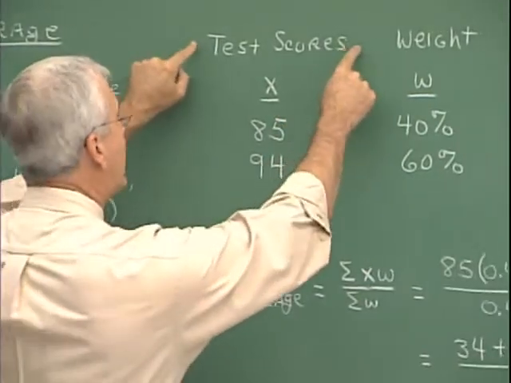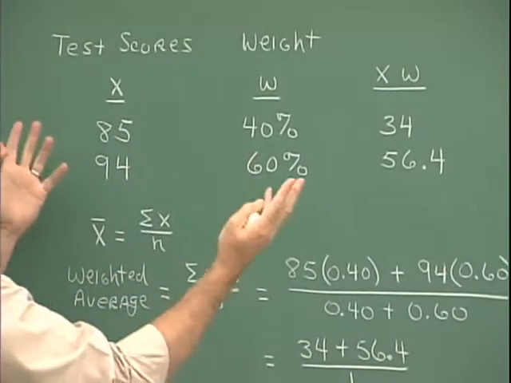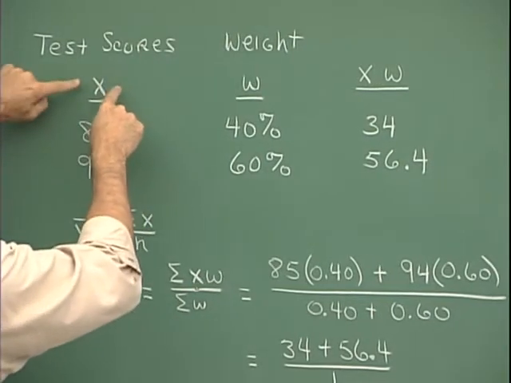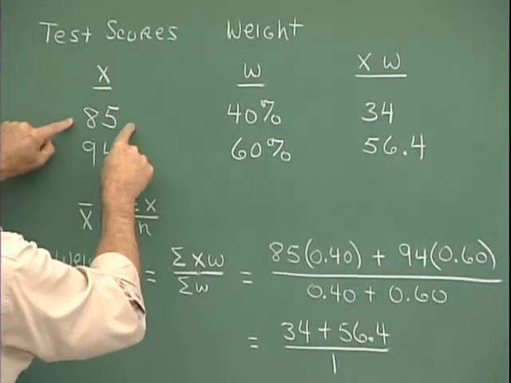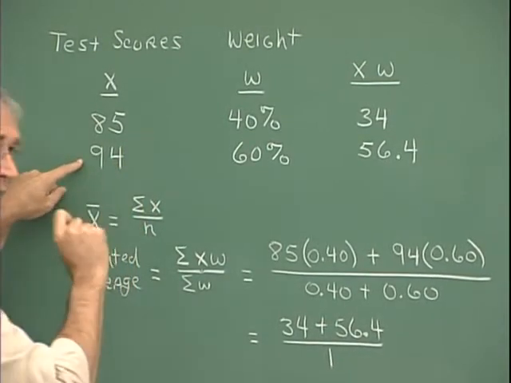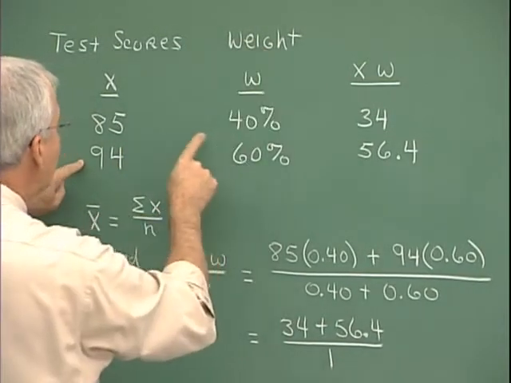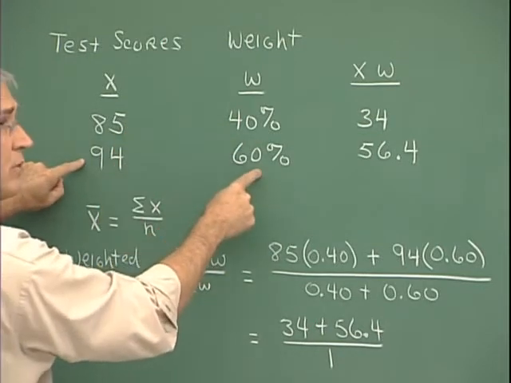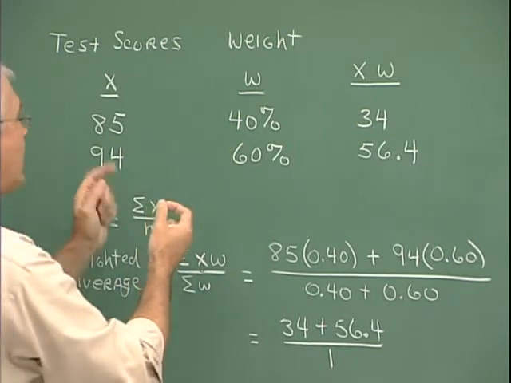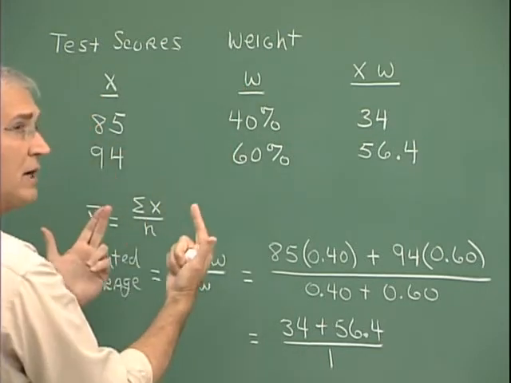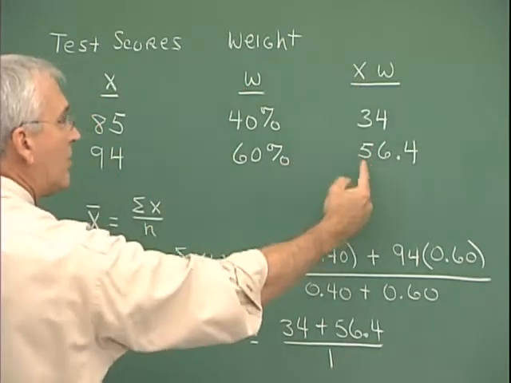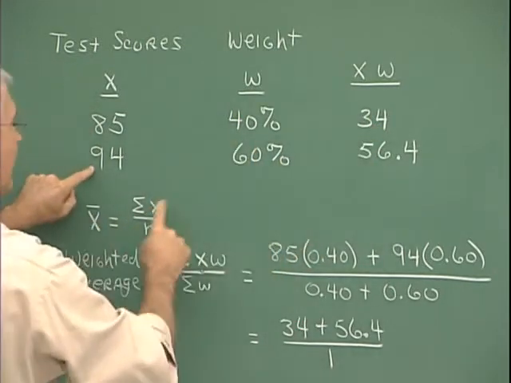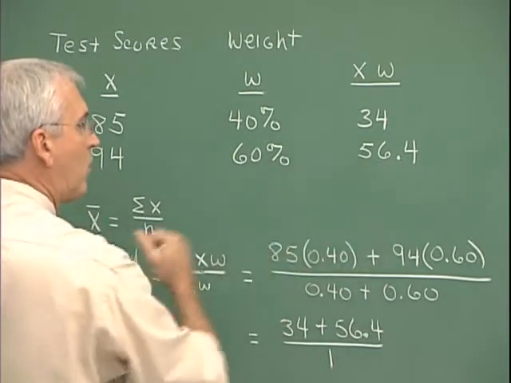Now, here are the test scores, and this is one way to lay it out, and there are a lot of good ways to do it, but here's one way, and we'll call these X values, but the test scores are 85 and 94. But we have to factor in the idea of the weight, and the weight for this test score is 40%, and for the final exam, 60%. Now we're going to need to calculate an X times W in this process, and I've created a third column for an XW. So 85 times 40% is 34, 94 times 60% is 56.4.